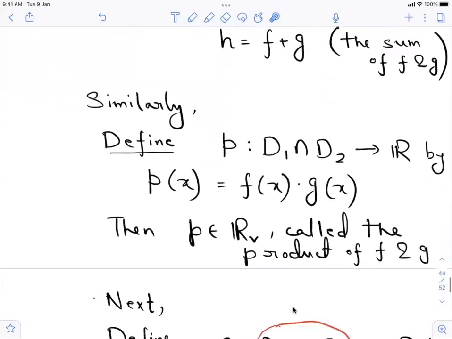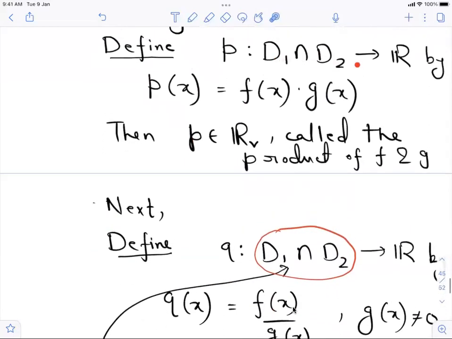Similarly, you can define the product. So pointwise product. This product function, once again, has to be defined on this common domain. So p of x is going to be f(x) times g(x). So p also becomes a real valued function on this domain.